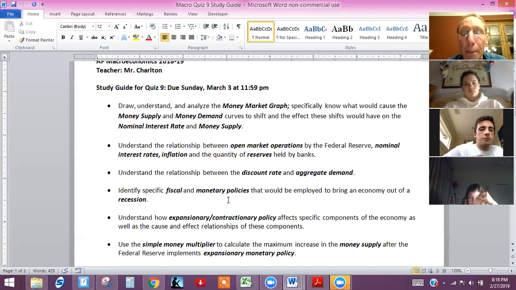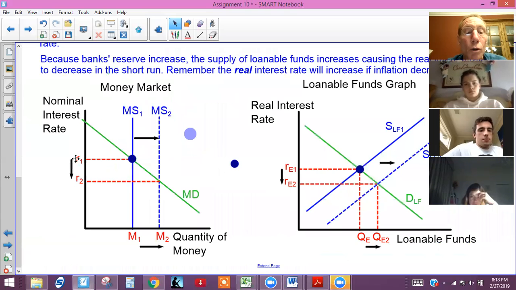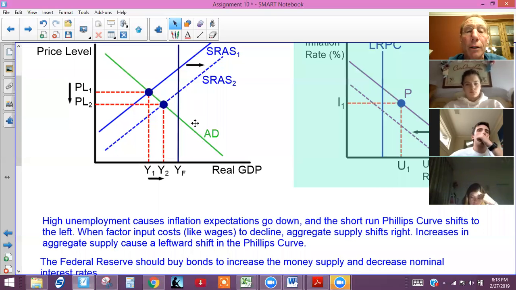That means they're going to buy bonds, which shifts the money supply to the right, which means the nominal interest rate is going to go down, which means that investment and consumer spending is going to go up, which means that aggregate demand is going to shift to the right, which means that output goes up. If aggregate demand shifts to the right, not only does output go up, price level is going to go up, isn't it? So if you are fluent with all of the graphs, you can figure any of this stuff out because it's all related and it's all in the graphs. Okay.